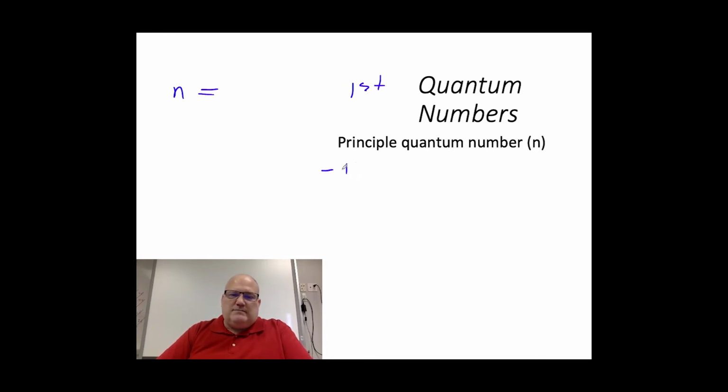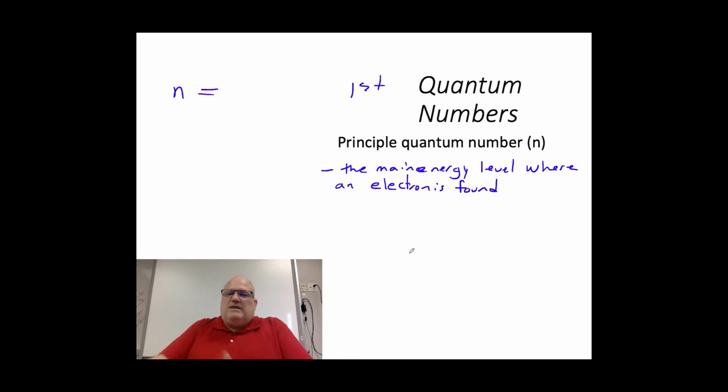It tells us the main energy level where an electron is found. There are only 7 main energy levels in an atom, so the values for n can simply be 1 through 7. So if I were to say to you n equals 5, what that means is that the electron I'm looking for is found in the 5th energy level. So first quantum number is called the principal quantum number. It has the symbol n.